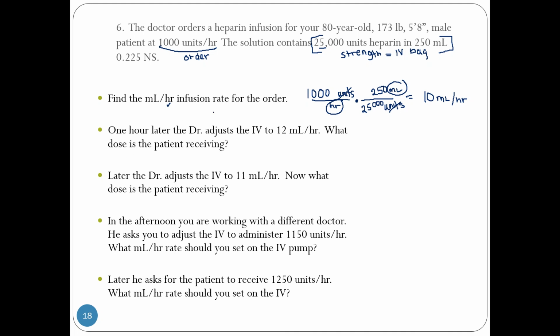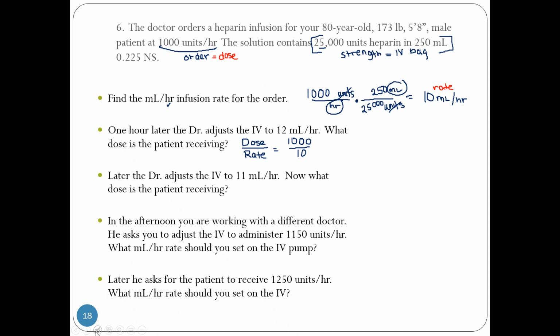So from the first problem, I am going to resort to my proportion strategy of dose over rate. In the first part of this problem, we had a dose of 1,000, and that was units per hour, and we had a rate of 10. So just going back and labeling these so I can really easily see them for when I set up these problems and know what labels are what. This order is a dose, and this first answer is a rate. So those are the two that I am pairing together.